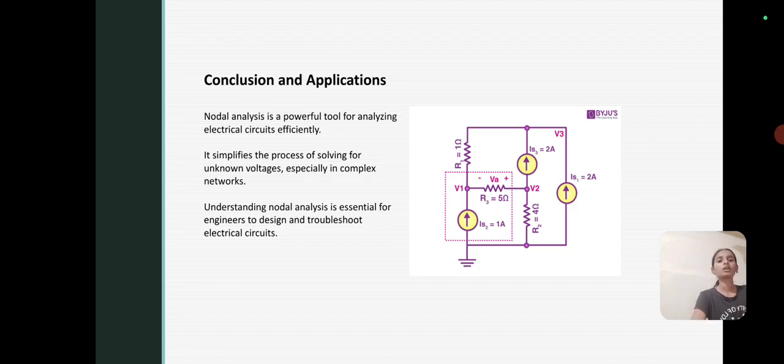Conclusion and application. Nodal analysis is a powerful tool for analyzing electrical circuits efficiently. It simplifies the process of solving for unknown voltages, especially in complex networks. Understanding nodal analysis is essential for engineers to design and troubleshoot electrical circuits.